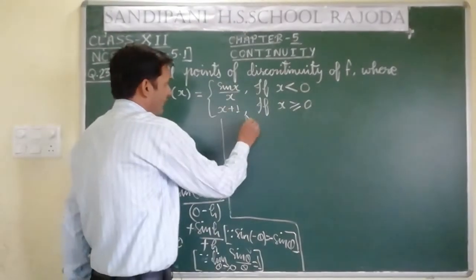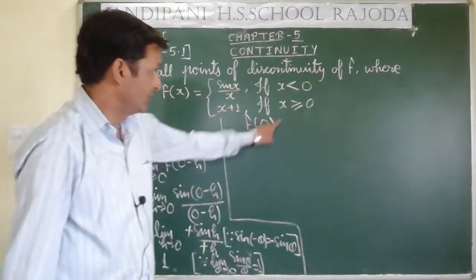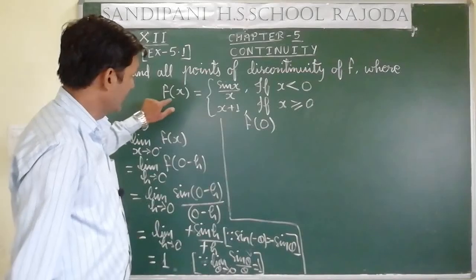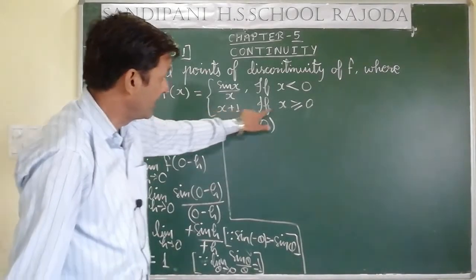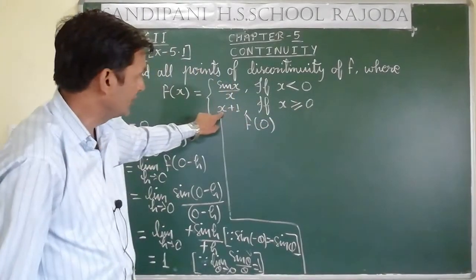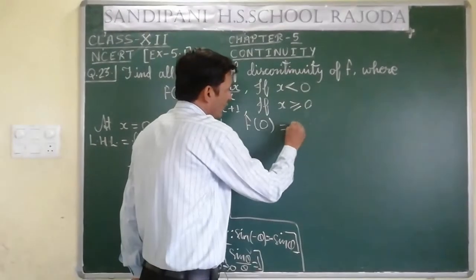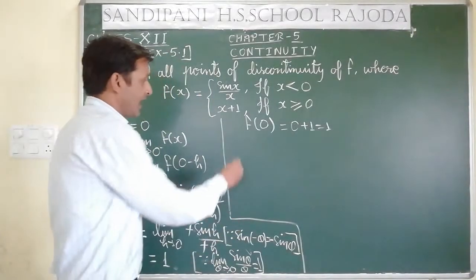Now f of 0. Now where we have to apply 0? See here, in function f of x, it is clearly mentioned that f of x is equal to x plus 1 at x is equal to 0. So here we have to put in place of x 0, then this will become 0 plus 1, that is equal to 1 only.